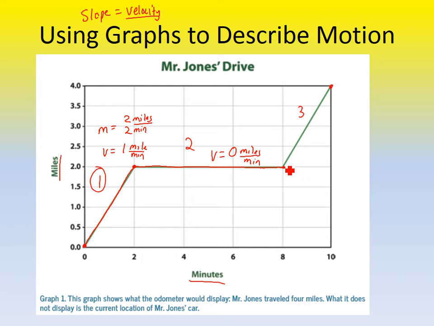What if I asked you what his velocity actually was? Could you tell me? What's rise over run? How much did it rise here? It went from 2 to 4. So how much did it rise? 2. And the units there are miles. And how much did it run? 2 minutes. Okay. So his velocity is equal to what? 1 mile per minute.